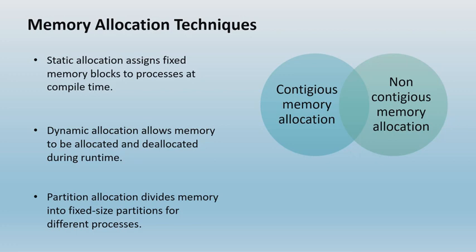In contiguous memory allocation, each process gets a contiguous block of memory, making it easier to manage, but potentially leading to fragmentation issues. This is the drawback of contiguous memory allocation. To overcome this drawback, non-contiguous memory allocation is introduced. This allows for more flexible memory utilization but requires additional data structures to manage the different parts of each process.